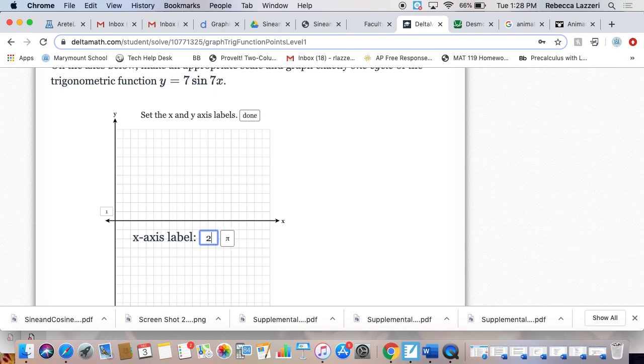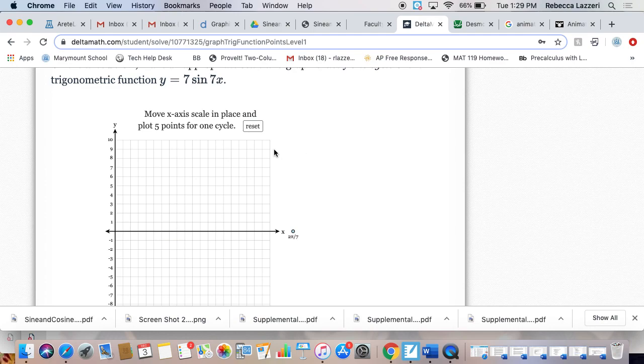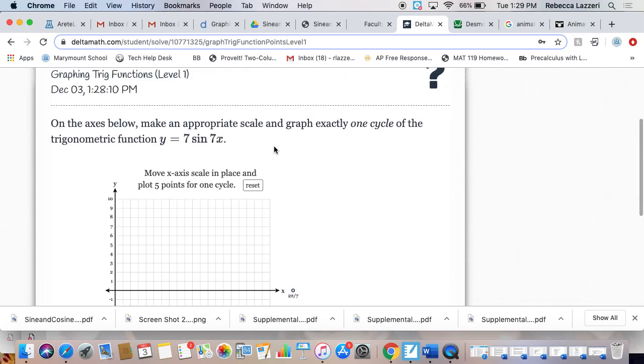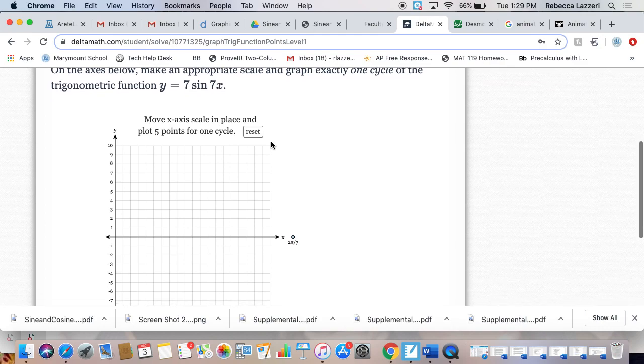And let's try making this. I can't remember how to do it myself now. 2 pi over 7. All right, so graph 1 cycle. So now I'm going to go up 7 and down 7, back down to the middle, and then down 7, and then back up. It's a positive sine graph. All right, now it may not be right yet because I've forgotten how to do this.